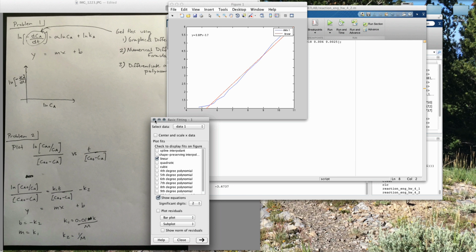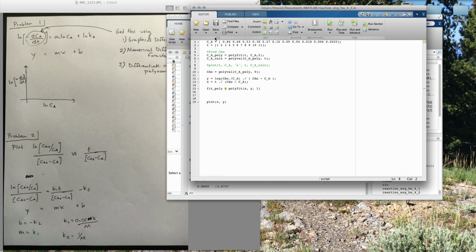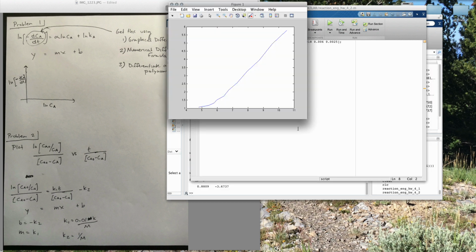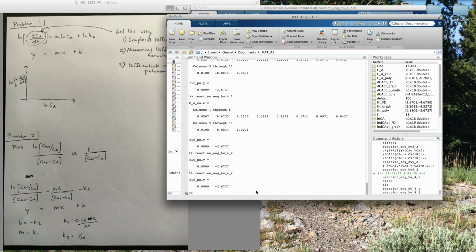If I go back into here, I also fit it here, so the fit is equal to this command polyfit. I'm saying to do regression on x and y for order 1, so basically linear regression. If I run that, this is what I get, and it's the same thing. So you can do it either way.